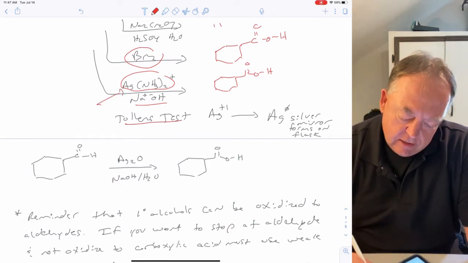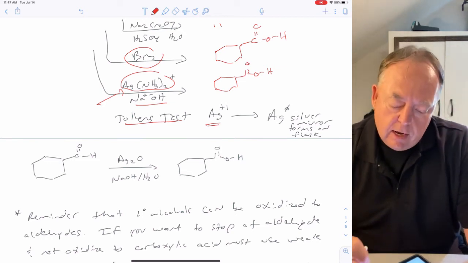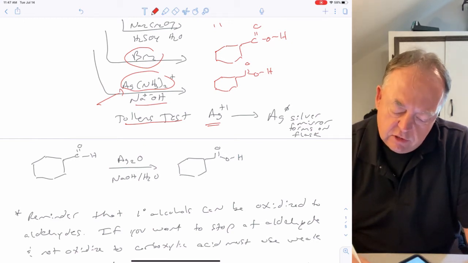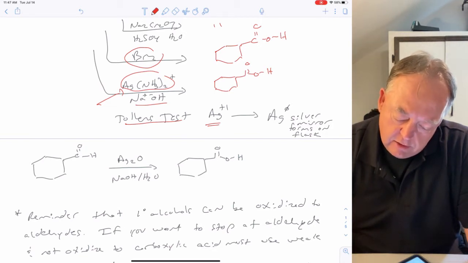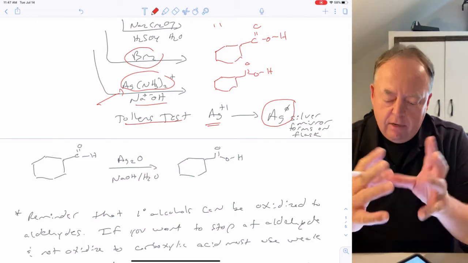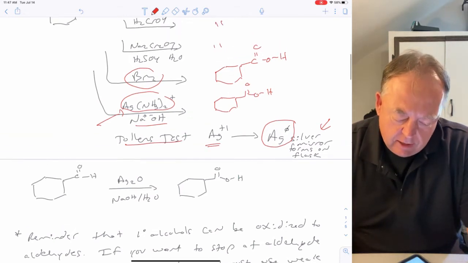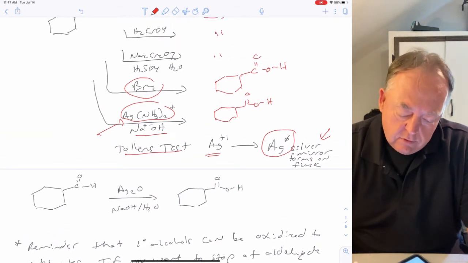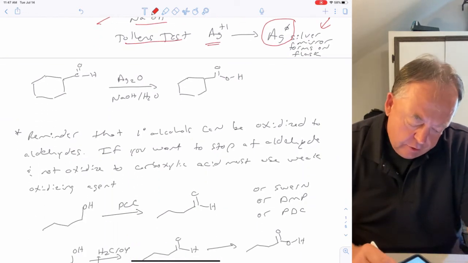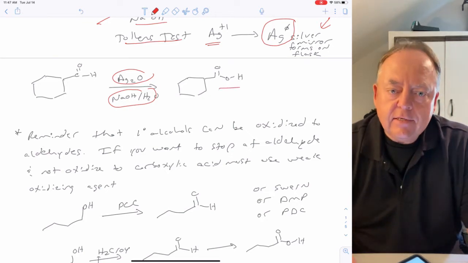If you do this Tollens test, this is silver 1 plus. If the aldehyde is being oxidized, then something's being reduced. What's being reduced is silver. If you remember, reduction is the gain of electrons. So if silver plus 1 gains an electron, it becomes silver 0. How can you tell that silver 0 is being formed? Because you see a mirror being formed in your reaction flask. That would be an indicator that you had an aldehyde which is being oxidized to a carboxylic acid. Or you could use silver oxide and hydroxide base, which will oxidize the aldehyde to carboxylic acid as well.